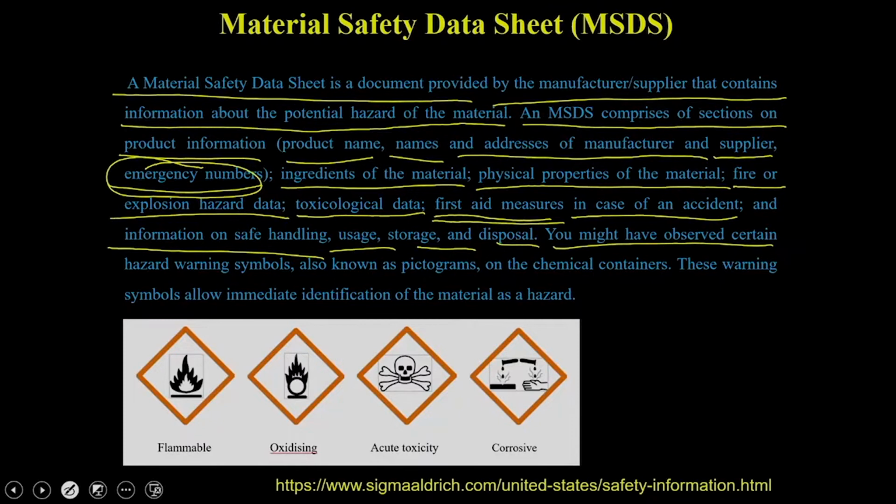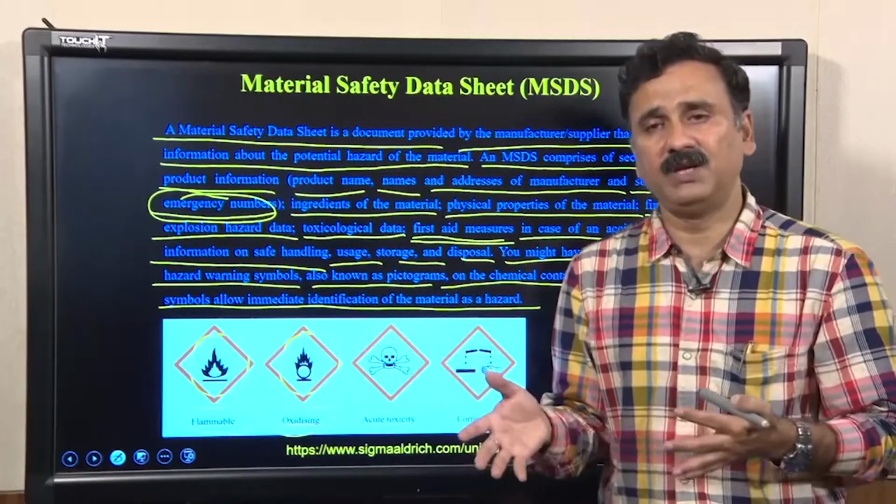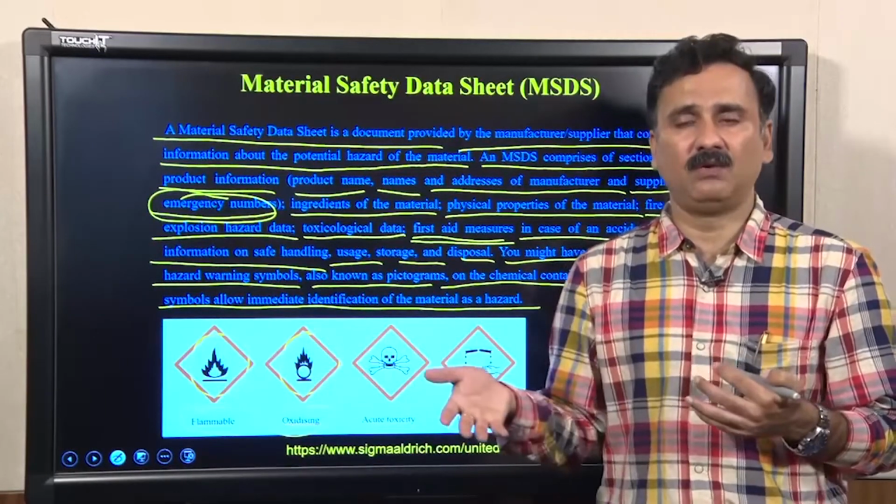You might have observed certain hazard warning symbols, also known as pictograms, on the chemical container. These symbols allow immediate identification of the material as a hazard. For example, if you see this kind of symbol, it is an inflammable material, which means it is going to catch fire very soon. So, you should keep this material away from fire whenever you are using it. Similarly, this symbol marks an oxidizing material, which can cause injury to your skin and other kinds of injury.